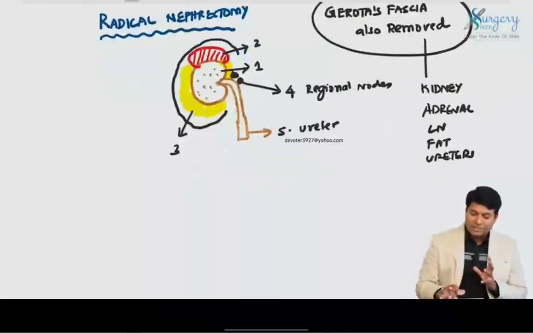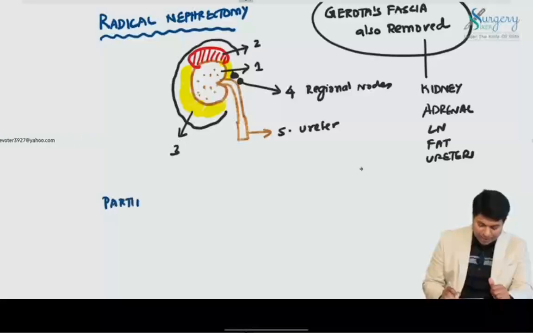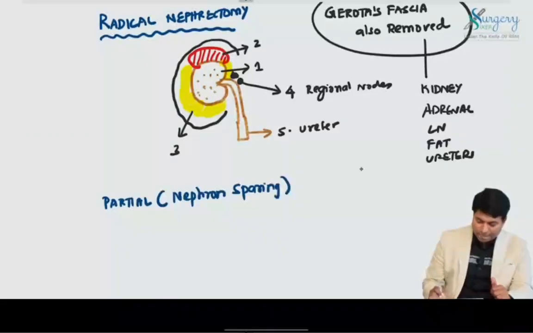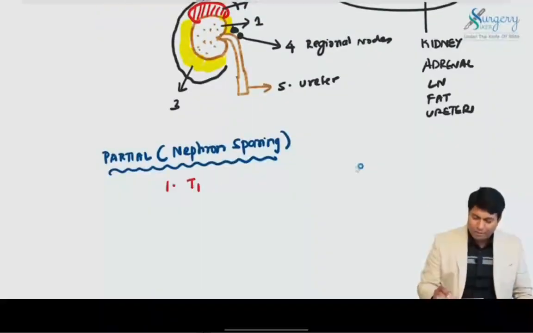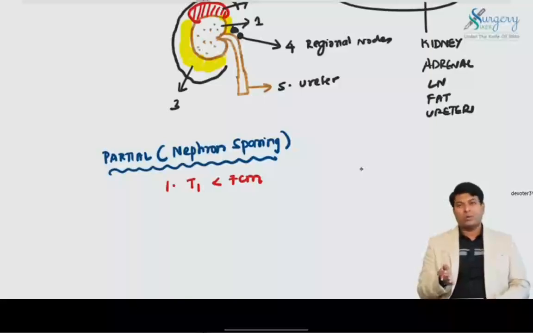But what are the places where we do partial nephrectomy? What is partial nephrectomy? It is otherwise known as a nephron sparing procedure. This is the other name for it. So partial nephrectomy or nephron sparing procedure is done only for the following cancers. Number 1, T1: when the tumor size is less than 7 centimeter, we can do it. This is a NEET 2020 question, asked in NEET 2020.